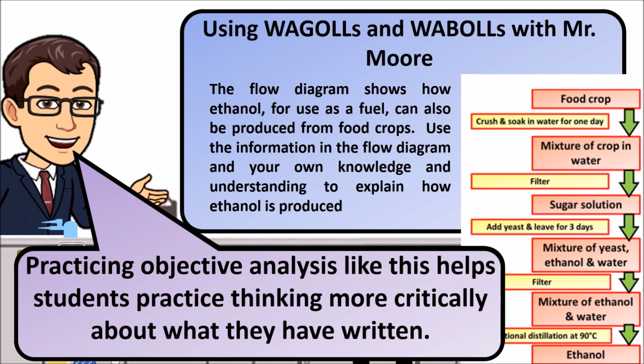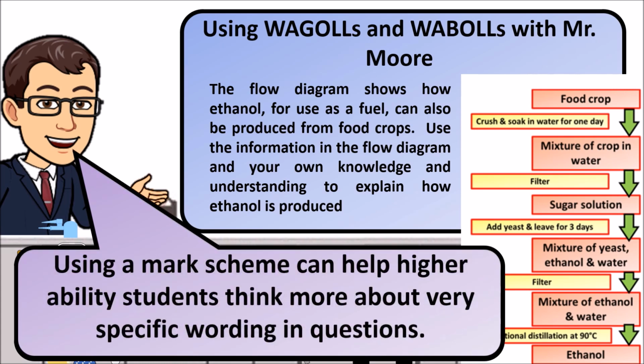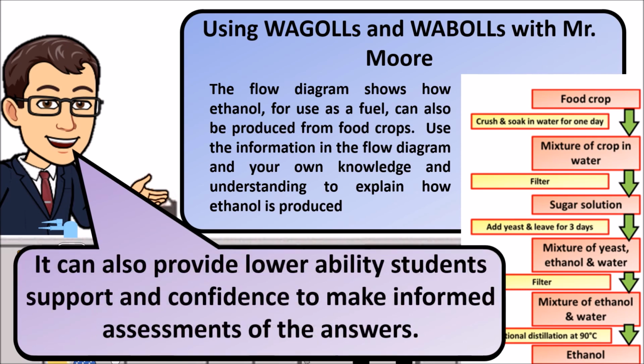I find that when marking their own work or the work of their peers, students tend to be more lenient and find marks. Students can then hopefully transfer this critical thinking across to their own work. Using a mark scheme when analysing waggles or wabbles can be a good way to get higher achieving students to think more about the specific requirements of some questions. It can also provide lower ability students with the framework and support they need to be confident enough to make their own informed assessments of the quality of these answers.